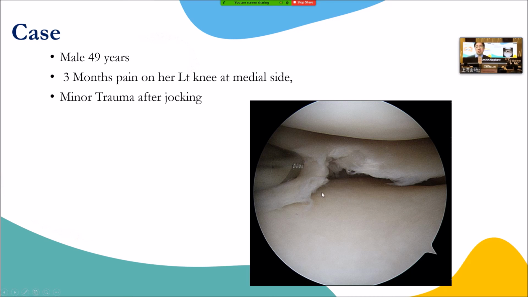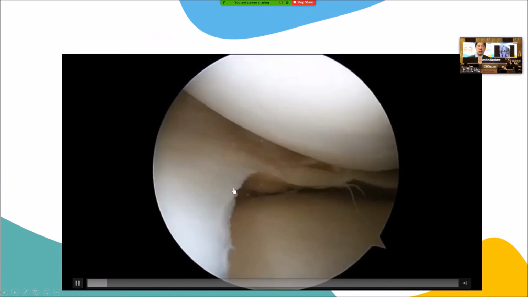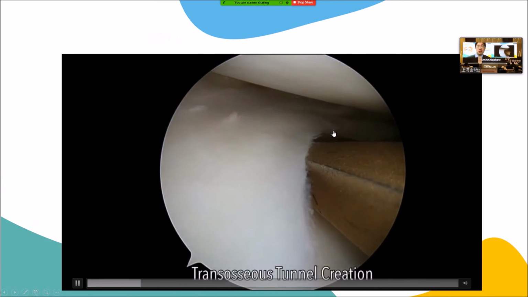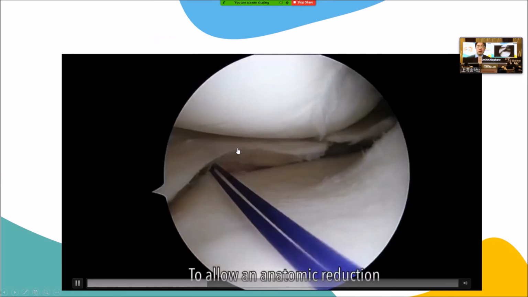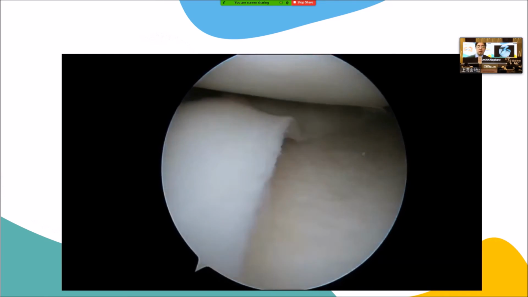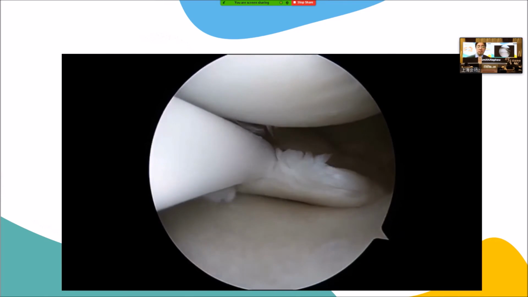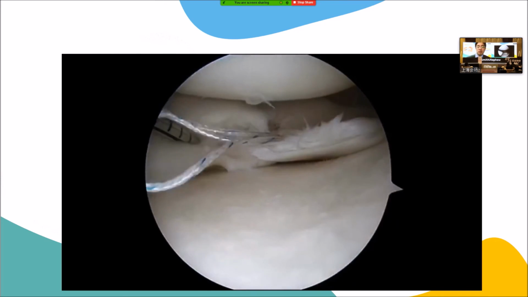So I sent him for MRI. You see that he has a radial tear, and he starts to have extrusion of the meniscus. Okay, this is a radial tear, and it also has extrusion of the meniscus. Then I made a meniscus extrusion reduction for him, and then we made a side-to-side repair using the FasT-Fix because the tissue quality is not so good.